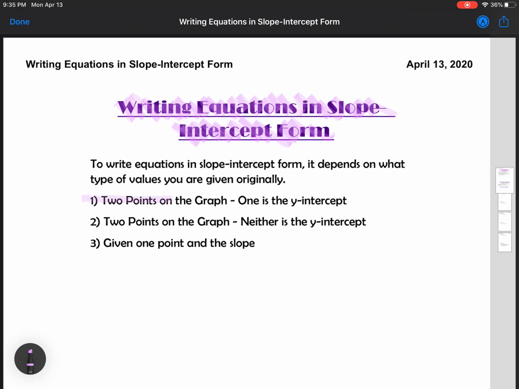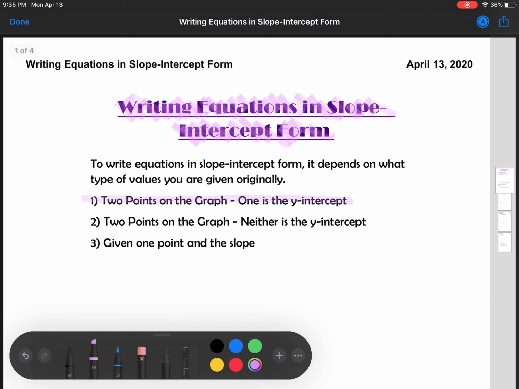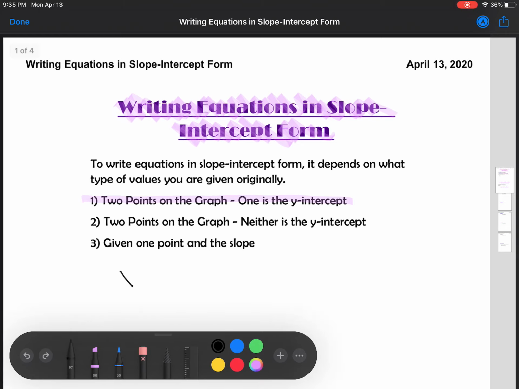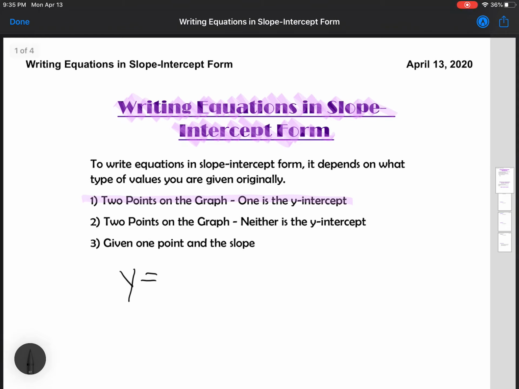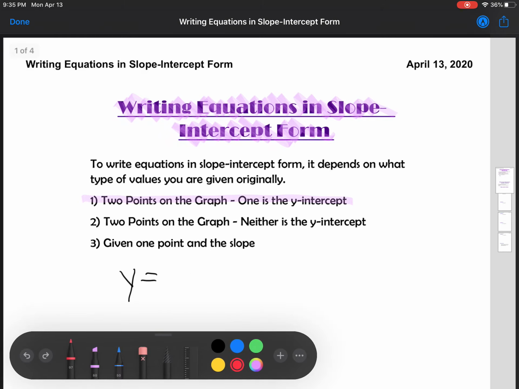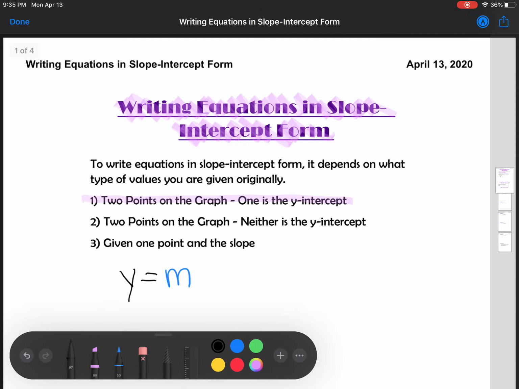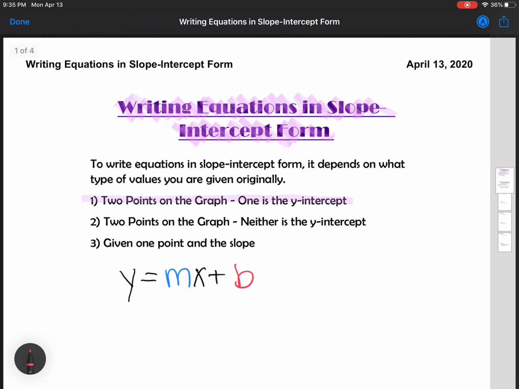But today we're focusing on given 2 points on the graph, one of them is the y-intercept. So when we do this, all we need to remember is that slope-intercept form is y equals m, actually m's blue, m x plus b. And we're going to be plugging these things in as we go along.